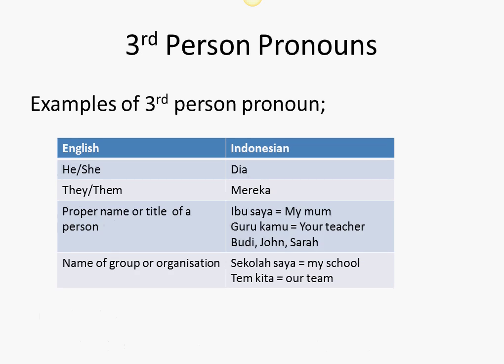Now third person pronouns, these are the ones that we can use with our rule today, so it's important that we understand what they are. The third person pronoun is someone who's outside our conversation. It's not me, it's not you, it's someone else. The examples there: he or she, dia, they or them, mereka.